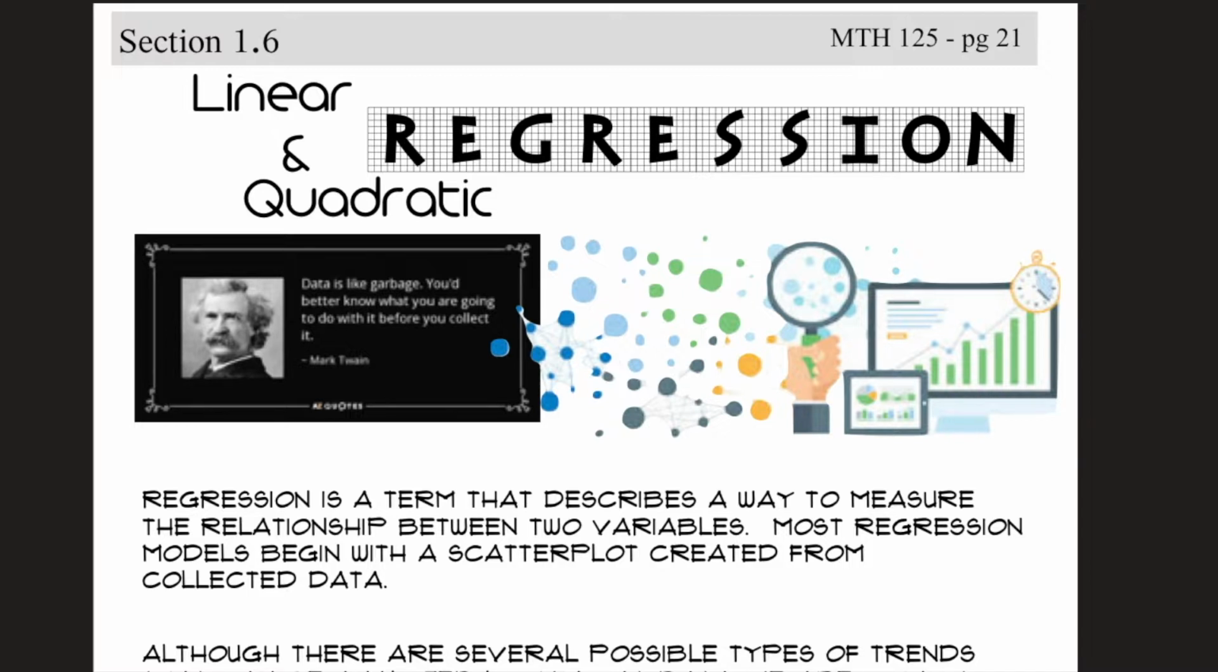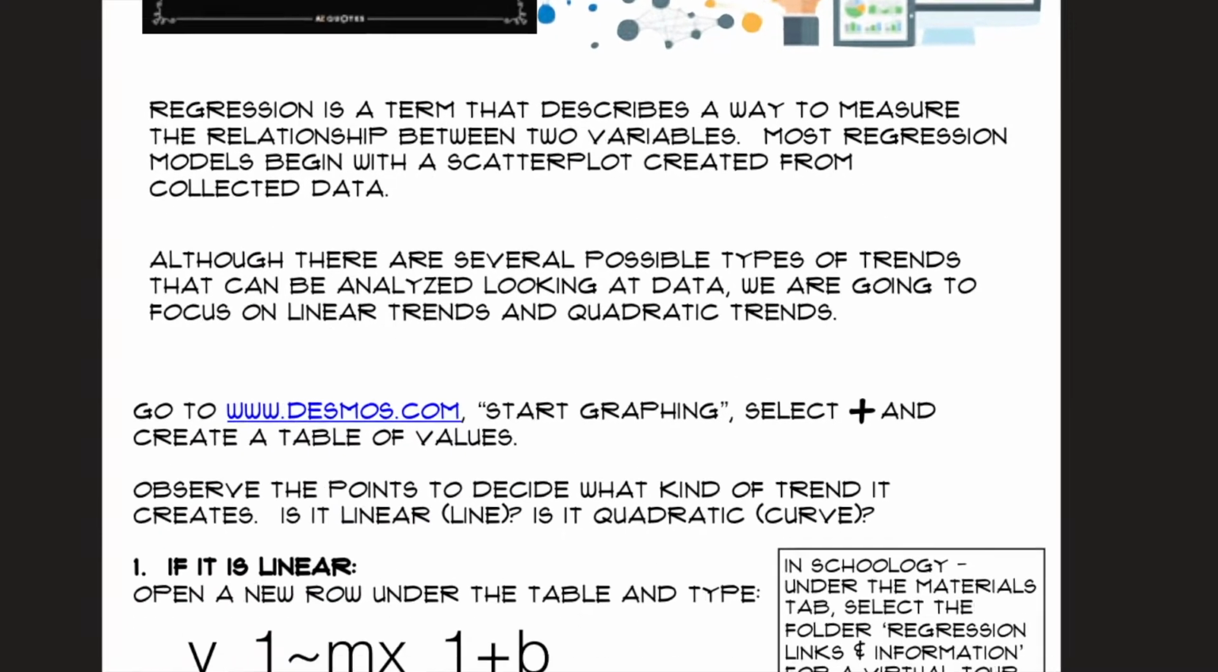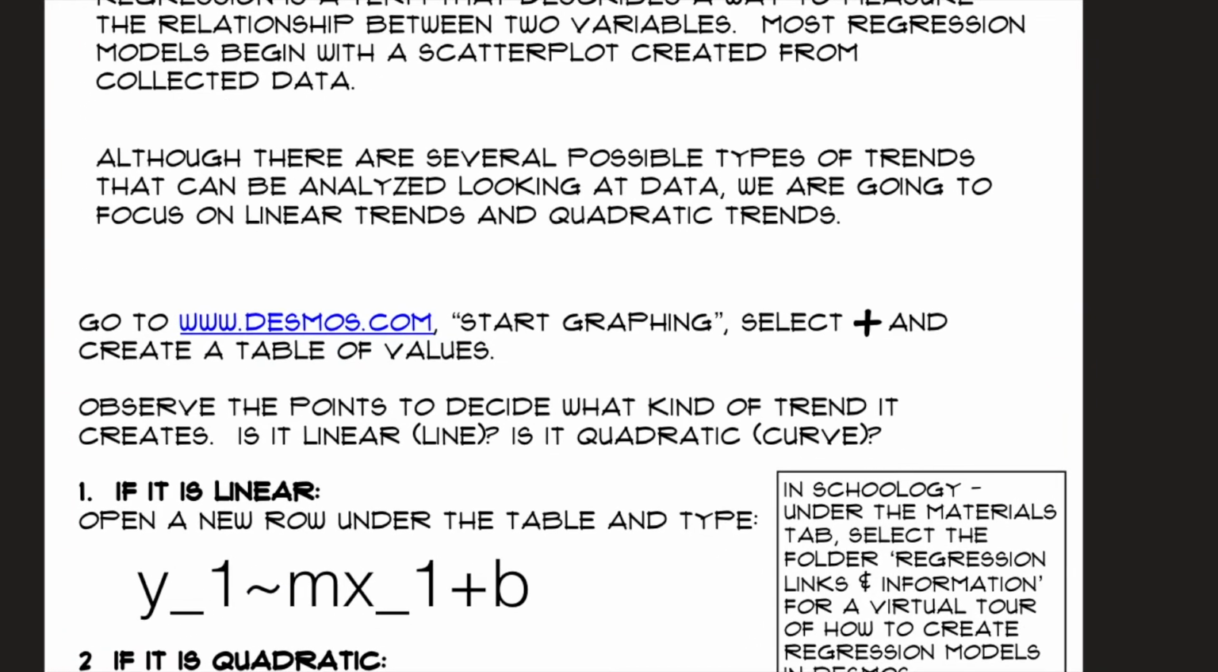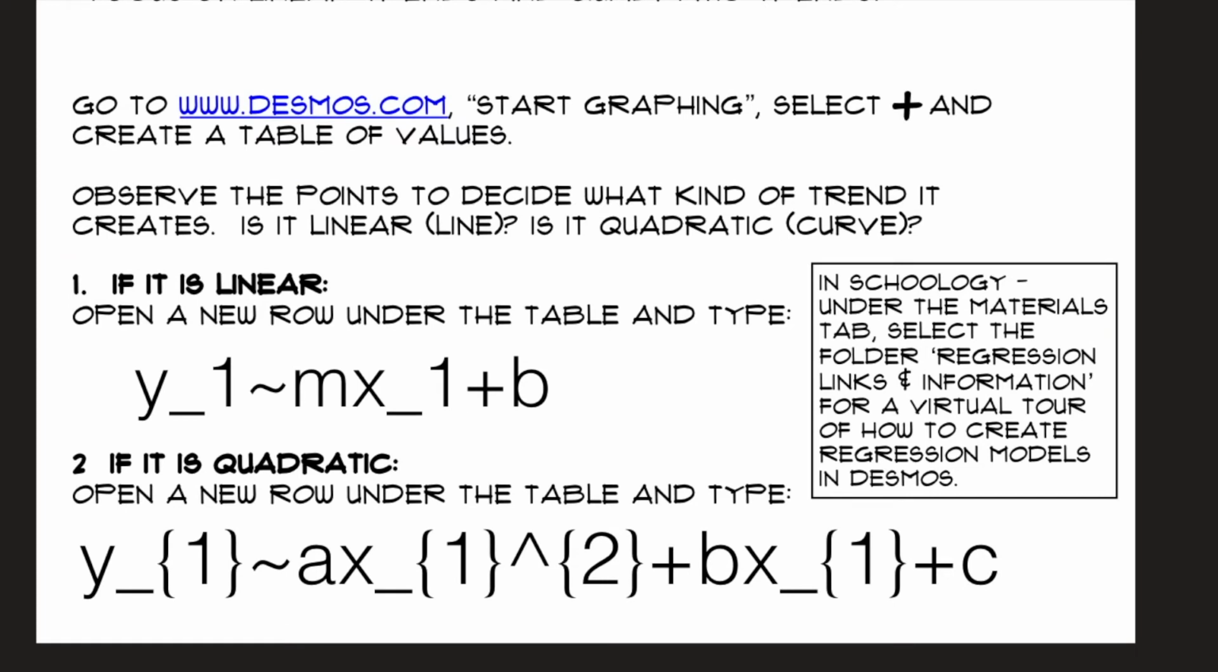There are several possible types of trends that you could have, but we're just going to focus on trends that are linear or quadratic. So the first thing we're going to do is go to Desmos and start graphing. I'm actually going to show you this, and even though right here it talks about Schoology, we are not using Schoology anymore. So I'm just going to block that out and take you over to the computer.